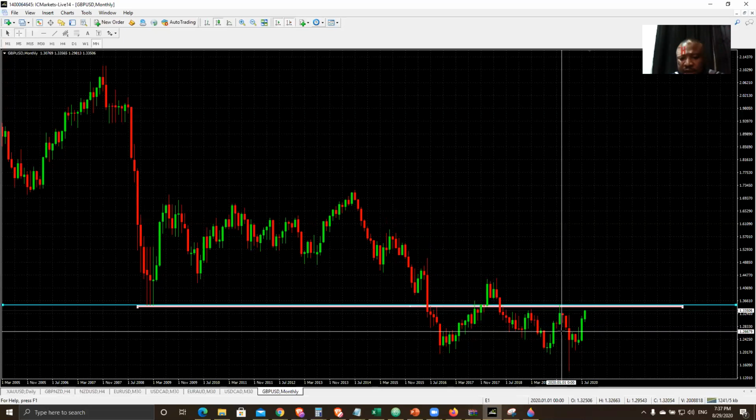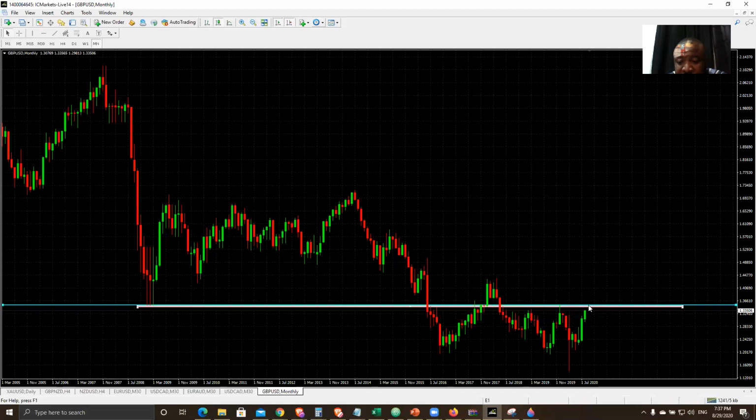Why? Look at it. This is 2019 December, and it's about 8 months after which we haven't been in this area for the last 8 months. So it's a longer term high, right? So those longer term areas, they tend to cause a bit of uproar in the price.